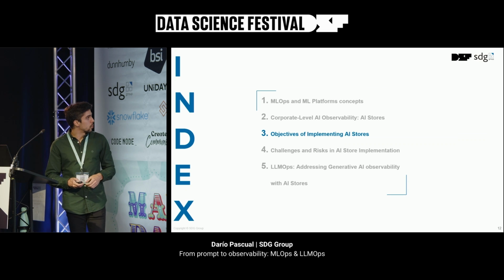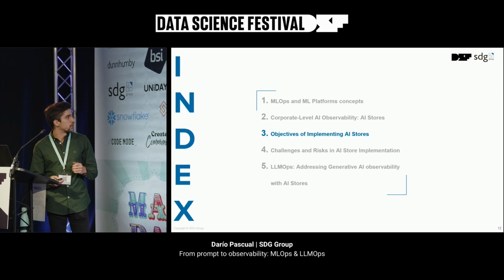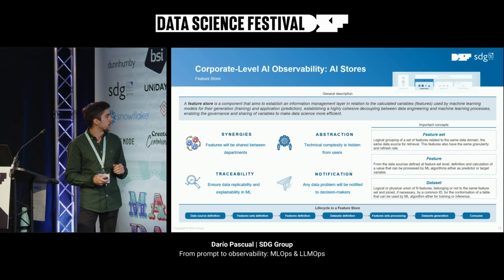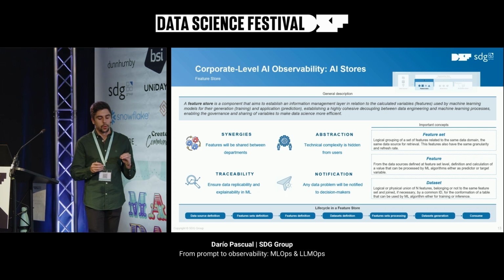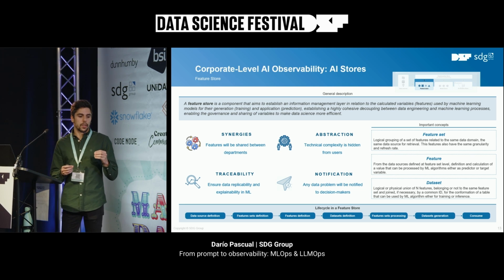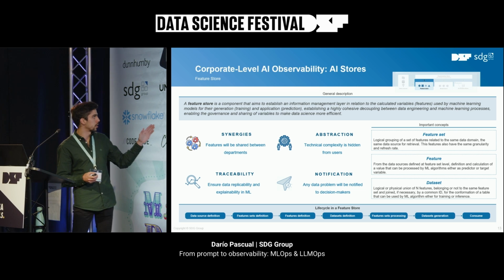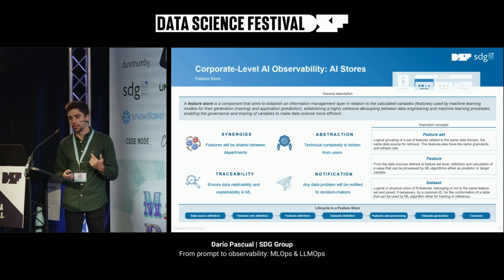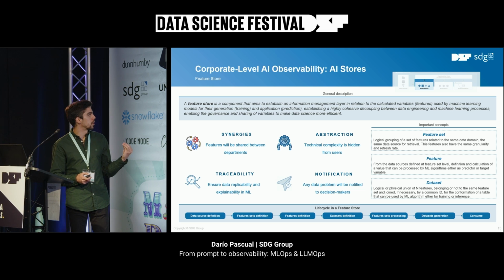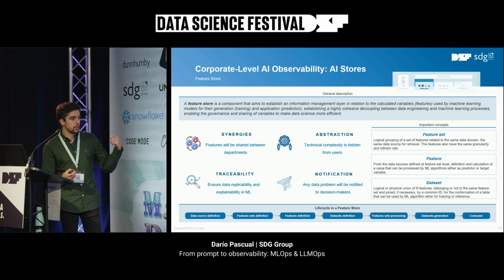Okay, I want to go one by one through these AI stores, defining the objectives and the benefits of implementing them in our platforms. So let's start with the feature store. As I said, the feature store is an abstraction layer where we connect with all the company data sources, and we provide users an interface to consume those features. The main benefits of implementing these stores are, of course, synergies, because these features will be shared between all the departments in a company, and we don't recompute a feature if it has already been computed, because we can use a feature that other departments created.